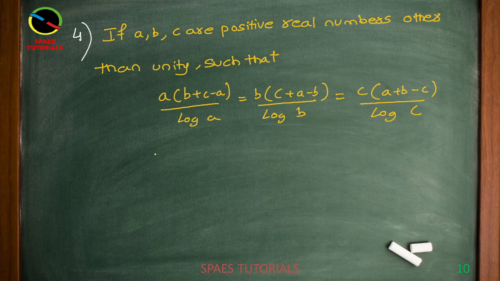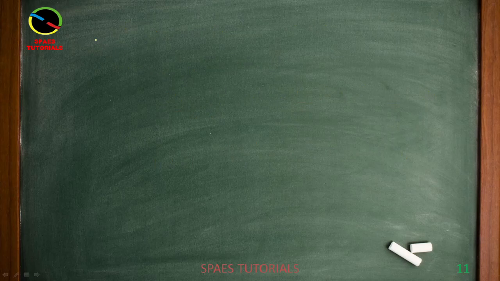This they have given. Now what we need to prove, sir? Prove that a^b into b^a is equal to b^c into c^b, that is equal to c^a into a^c. So this is what we need to prove. Now I am going to the next page to start the problem.